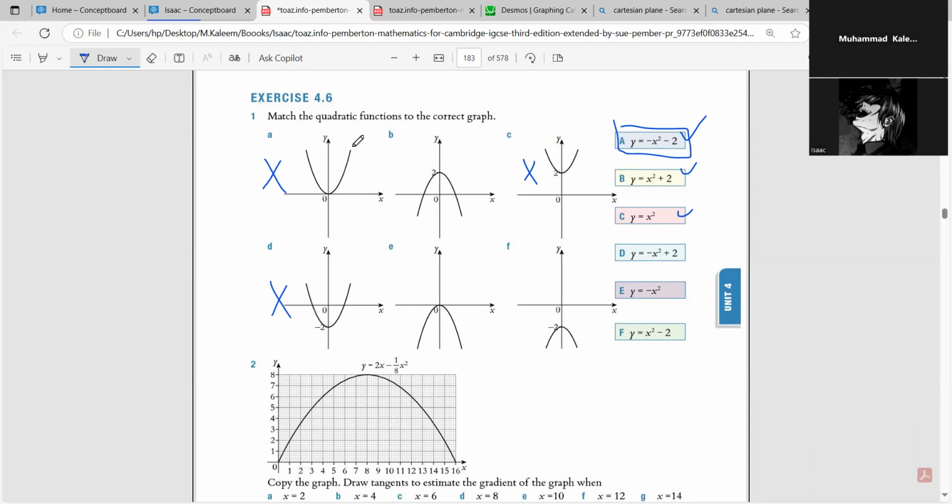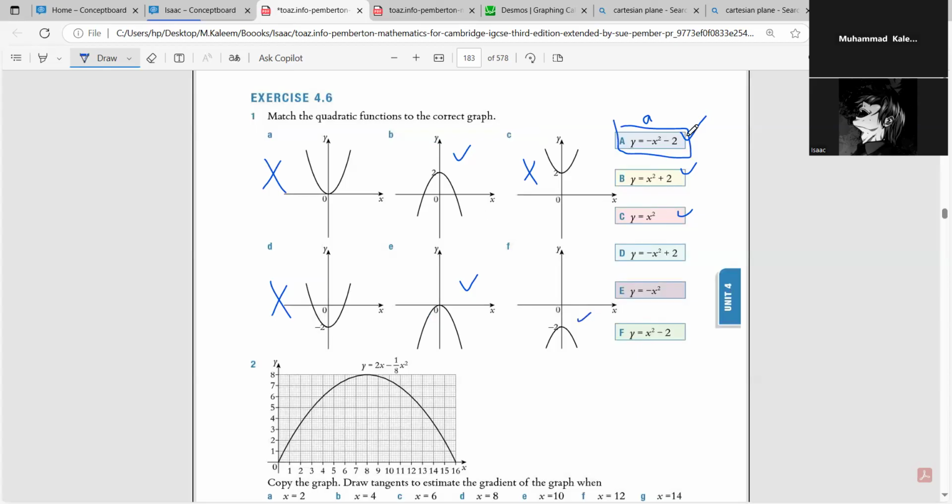Because these are parabolas opening upward. This one is a parabola upward. And here I can clearly see the leading coefficient, A, is negative. If A is negative, the parabola may be this one, this one, or this one. Now we have three choices again.